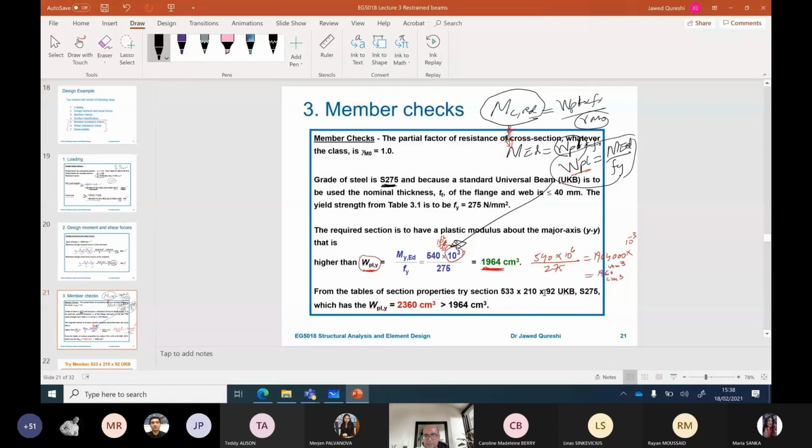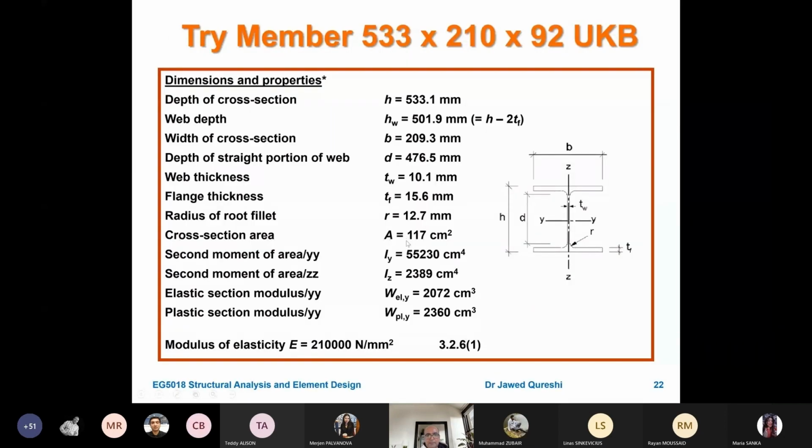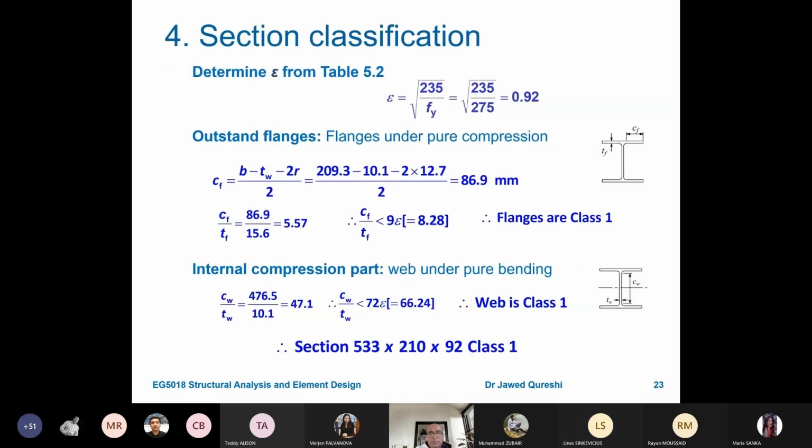Now the chosen section is 533, which has WPL 2360. Its properties are here. Once we have these properties, then we can carry out other checks. We need to classify the section. The purpose of classification is that we want to use the appropriate moment equation. Epsilon is 235 over Fy, where epsilon comes from the formula and Fy is the material strength. This comes out to be 0.92.